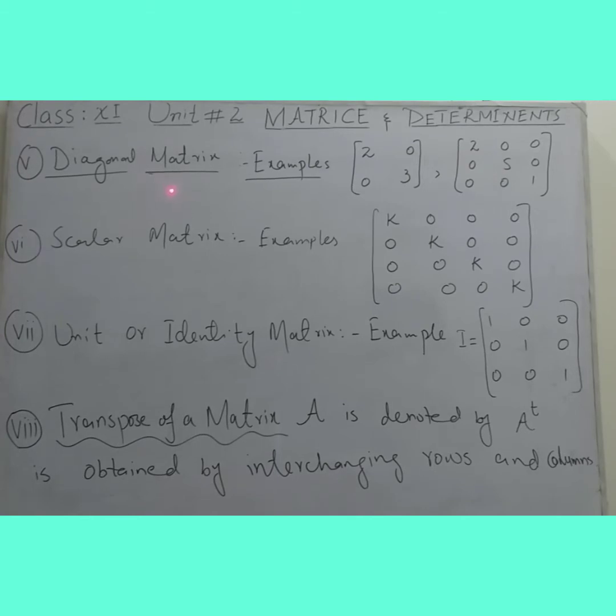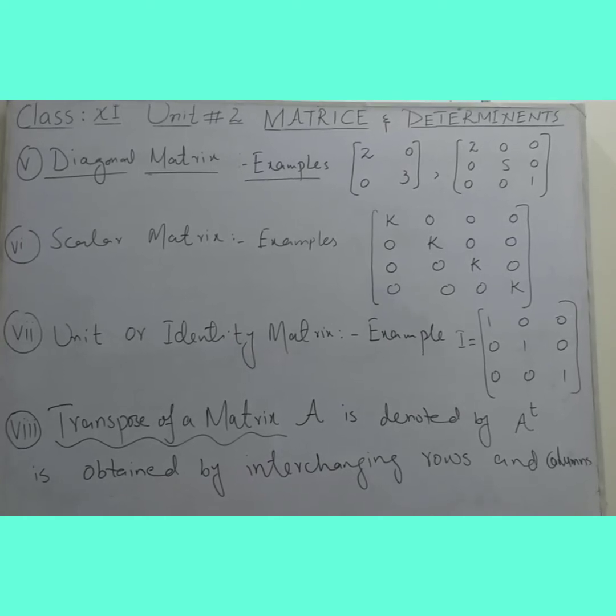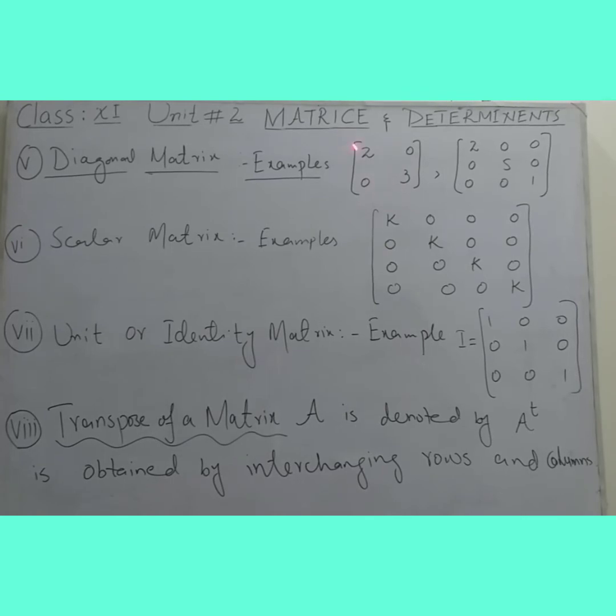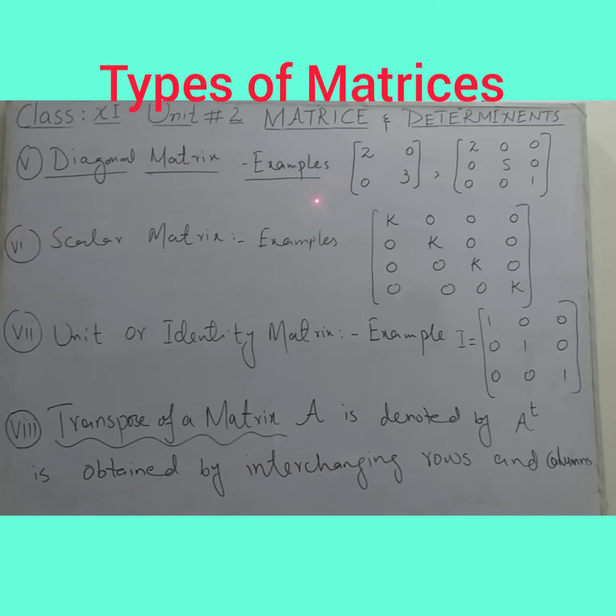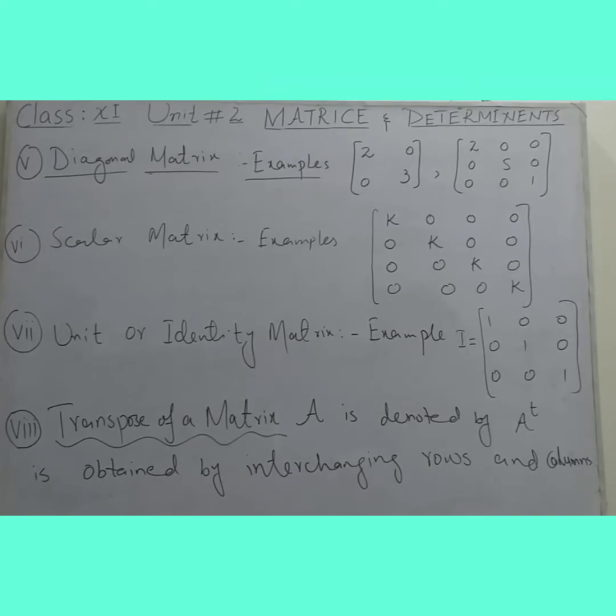So, for a diagonal matrix, non-diagonal elements should be 0 and the diagonal of the matrix should be non-zero. So, we have for a 2 cross 2 square matrix 2, 3, 0, 0 and for a 3 cross 3 matrix we have 2, 0, 0, 0, 5, 0, 0, 0, 1. And the most important thing for a diagonal matrix is that the matrix should be a square matrix, meaning the number of rows and number of columns should be the same.